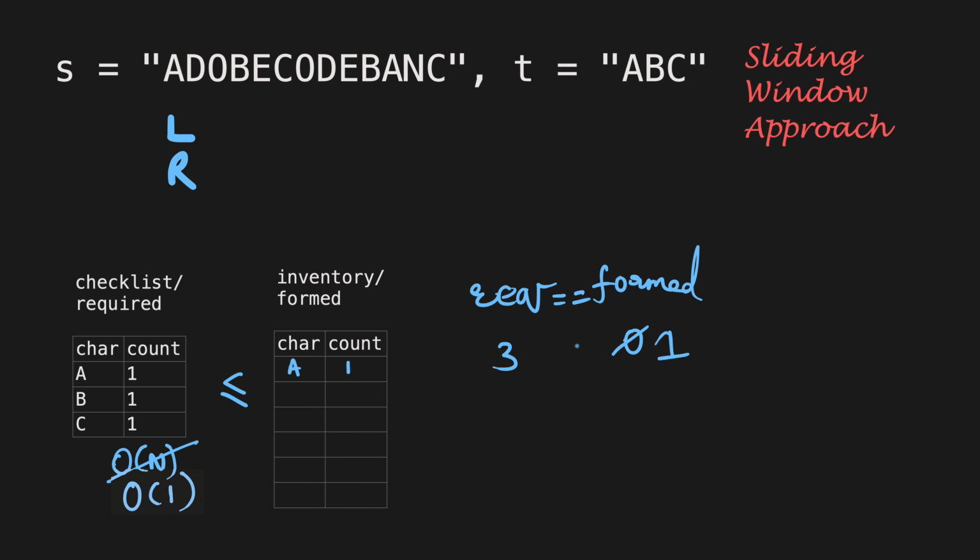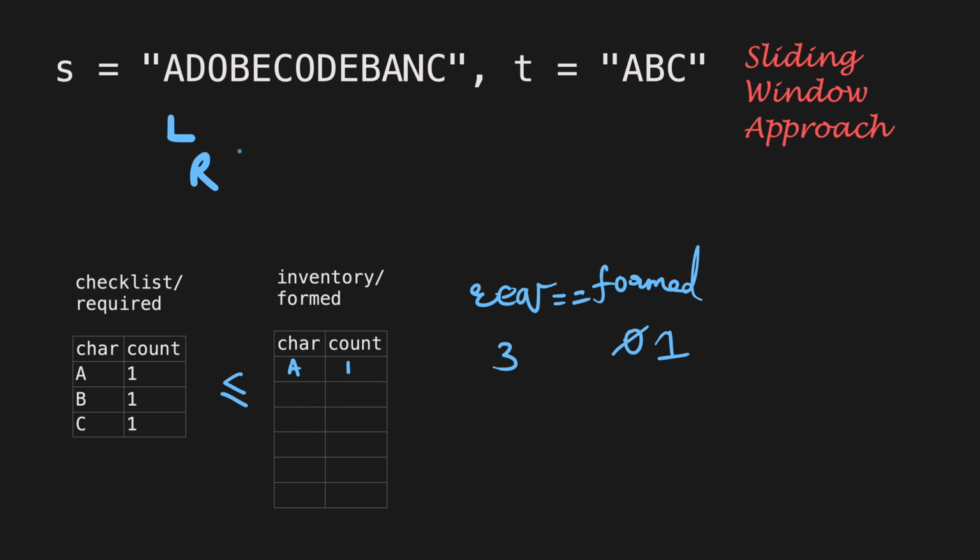However, here it is not true because the formed count is less than the required count. So that means this window is not valid. And so the only choice we have is to expand the window, because this will allow us to gather more characters, hoping to eventually satisfy our checklist. And this brings us to the first major phase of the algorithm, which is the expansion phase.